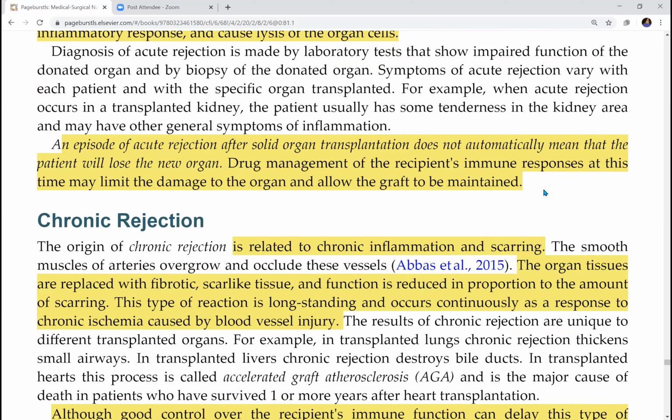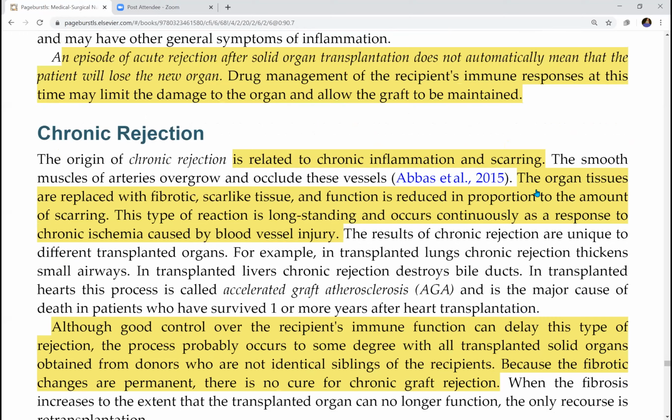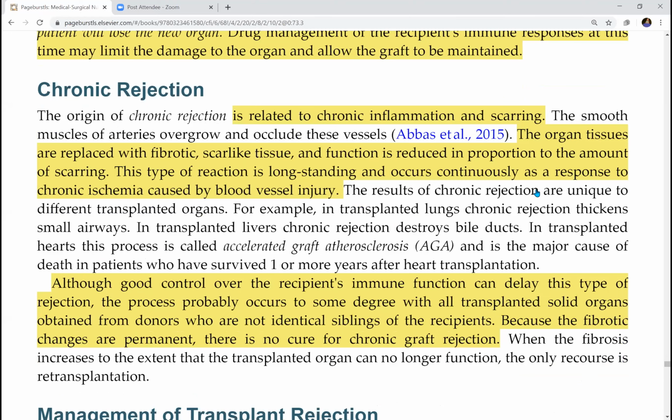All right, lastly, it is chronic rejection. So this one, by the word itself, chronic, so when does it happen? This occurs several months to several years later. However, the changes here are so subtle. It is related to chronic inflammation and scarring. So what happens is there is inflammation, and whenever there's inflammation around, there's edema, and then there is swelling, right? In and around the organ.